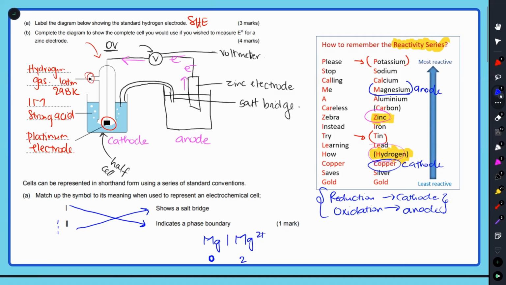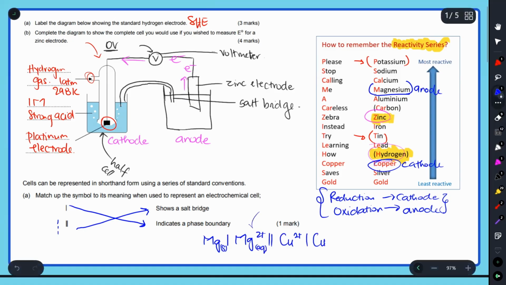So I'm going to show you now what it would look like for copper. So we'll divide this by our salt bridge indicator, which would be our double line. And then we'll represent the other phase change, which would be the reduction of copper 2+ ions, for example. So copper 2+ to Cu solid. Now, it's good to write in your state symbols. So you could have Mg solid to Mg2+ aqueous.